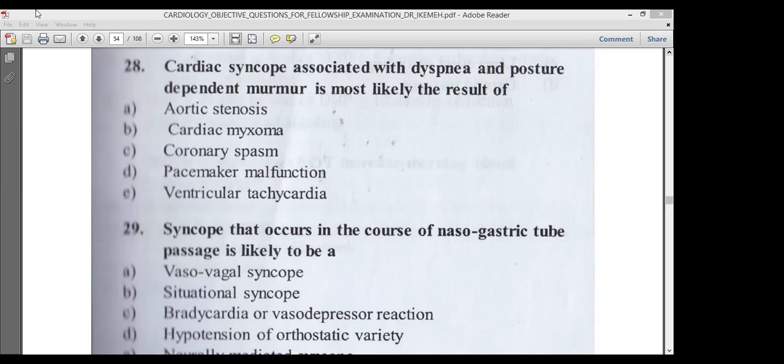So, it says cardiac syncope associated with dyspnea and posture-dependent murmur is most likely as a result of A. Aortic stenosis, B. Cardiac myxoma, C. Coronary spasm, D. Pacemaker malfunction, and E. Ventricular tachycardia.